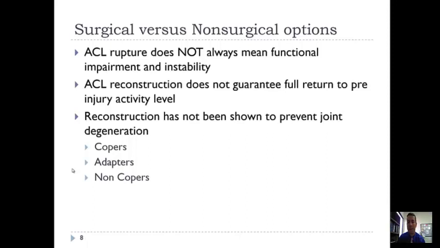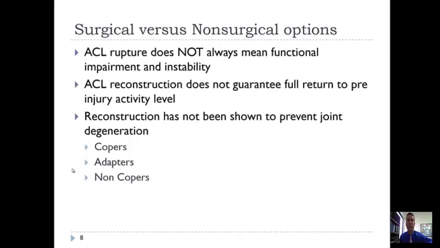So a good example of an adapter would be a soccer player who tears their ACL. They can't go back to playing soccer because there's too much cutting and pivoting, but they are able to do everything else. And maybe they switch sports. Maybe they start running long-distance track and field sports, and they can be quite successful with that sagittal plane movement. They don't have any instability, don't have any problems. But they had to adapt their functional level. That's a good example of an adapter.